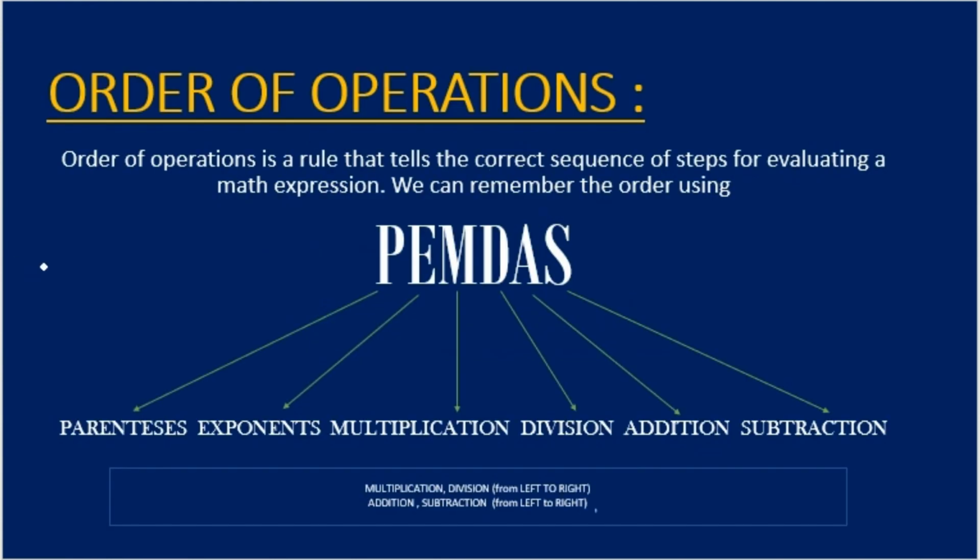So, Jo, do you know what the order of operations is? No, but could you explain it? Sure thing. Order of operations is a rule that tells the correct sequence of steps for solving a math expression. We can remember it by using a trick, PEMDAS. P is for parentheses, E is for exponent, M is for multiplication, D is for division, A is for addition, and S is for subtraction. The most important thing here is that when you're solving an expression, you always go left to right.